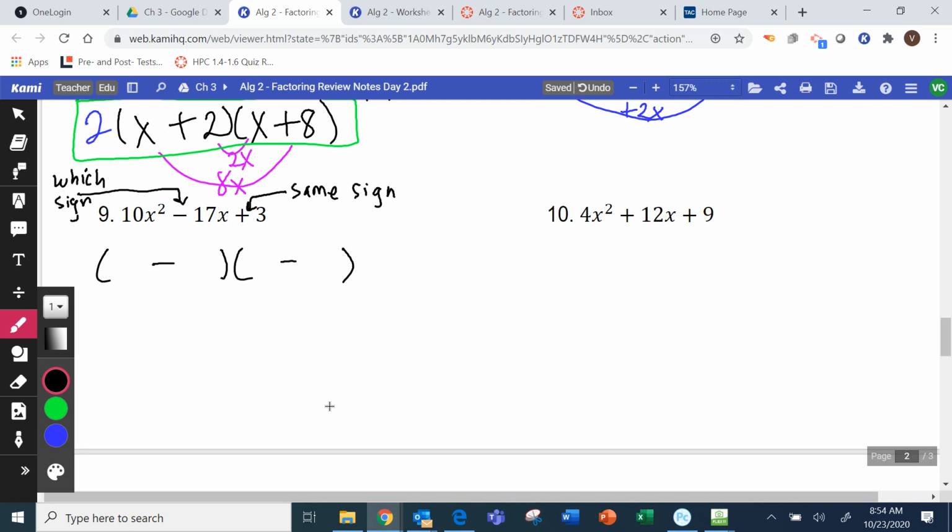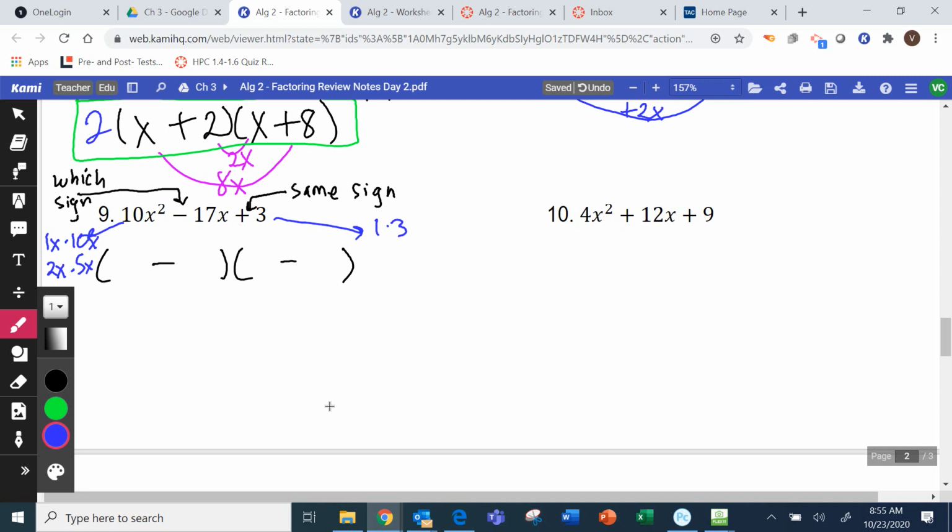For 10x squared, we could have 1x and 10x, or we could have 2x and 5x. For 3, 1 and 3. So now we're going to guess, and we're going to check.